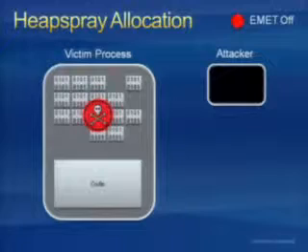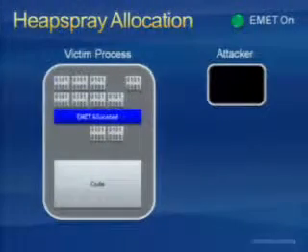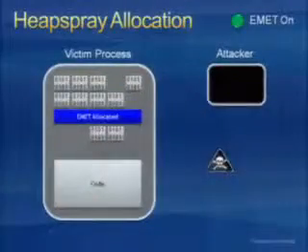So the EMET mitigation simply blocks the addresses that are most commonly used by exploits. It pre-allocates them and gives them no access so that nobody can run any code from there. If anybody tries to run code, an exception will be thrown and the process will crash. So here we've allocated that block of addresses. When the attacker tries to execute shellcode at those addresses, it gets blocked and the process crashes.